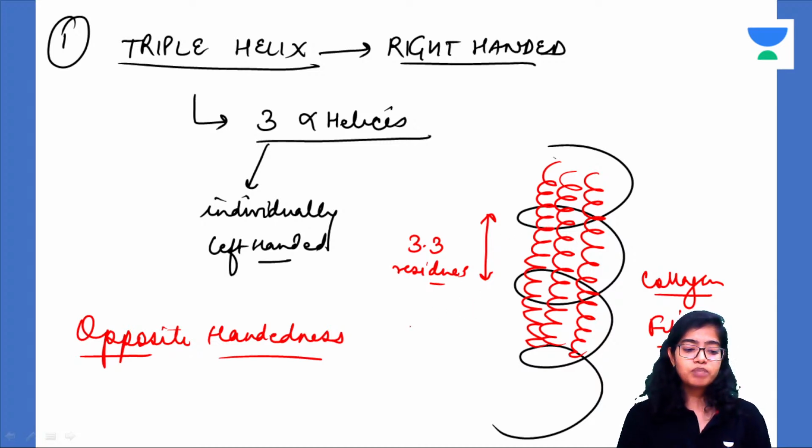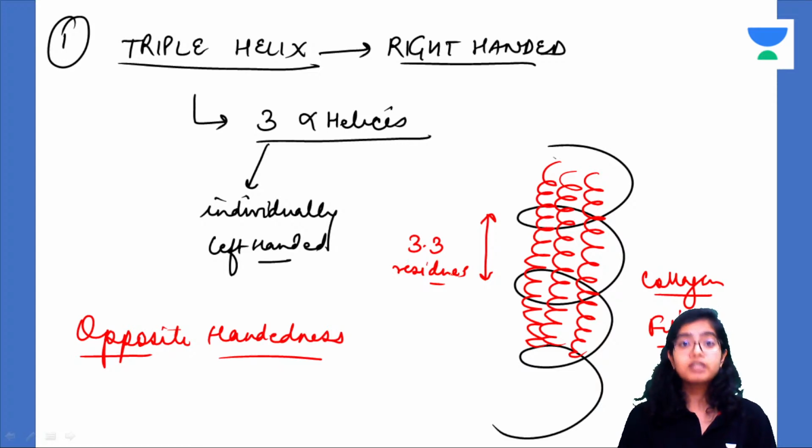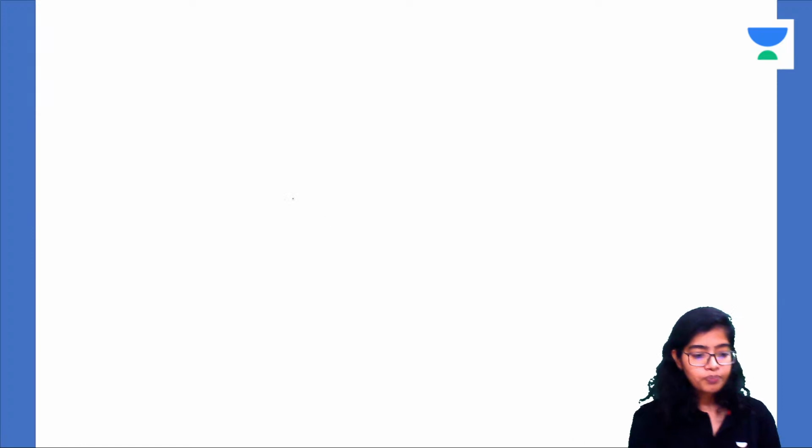Normal helix pitch was 0.54 nanometers. Here it is around 1. Got it? That is, it covers around 1 nanometer per turn. And there are 3.3 residues per turn of this helix. Understood? Now, what are the residues present?